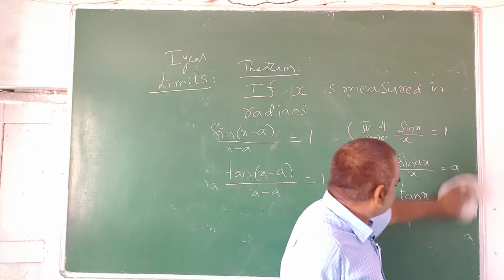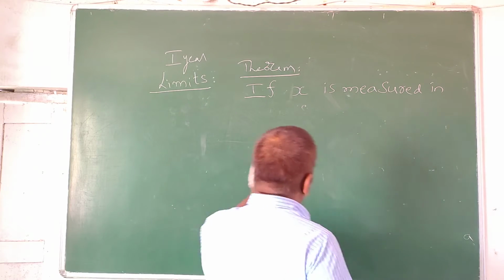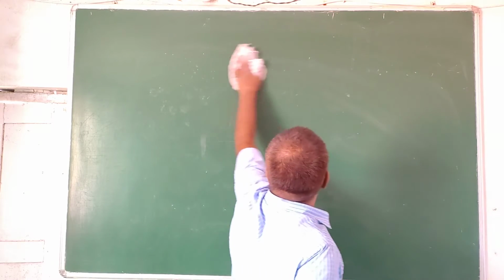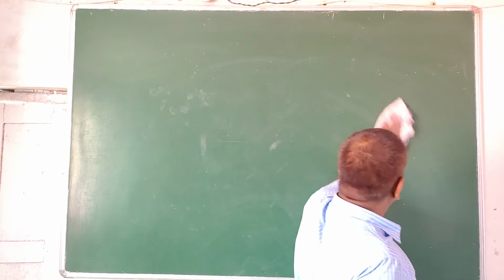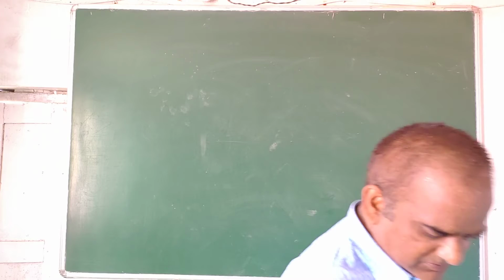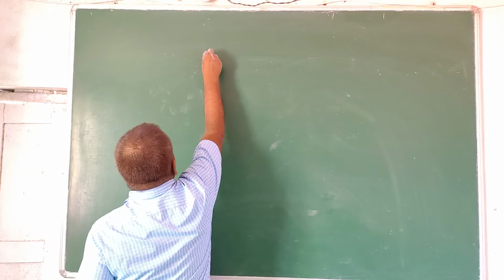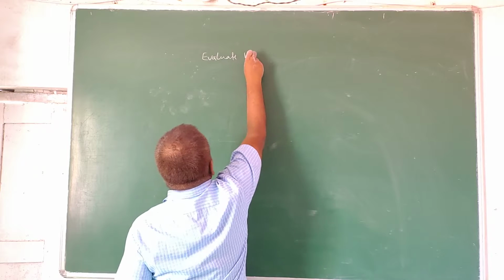Now let us go for problems. We solve these problems using these results. So the first question is, evaluate the following limits. That is the heading.